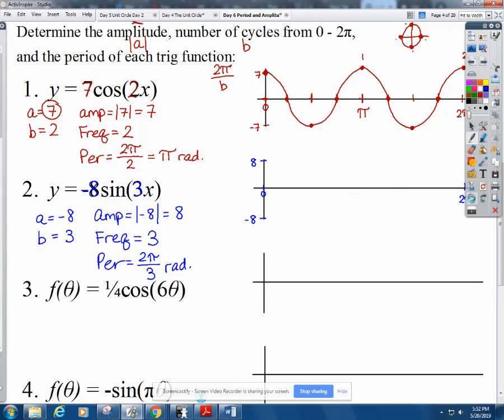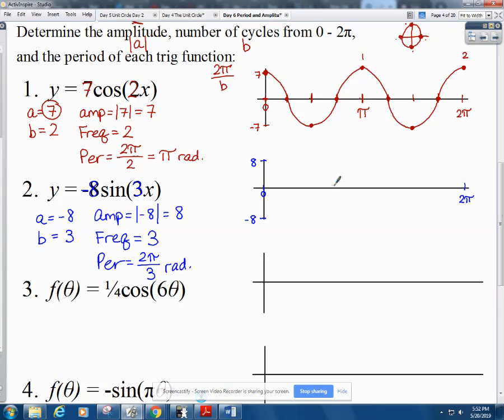So do your best to split it into 3 equal sections, and you do that by drawing just 2 more lines. So I think about here and here.